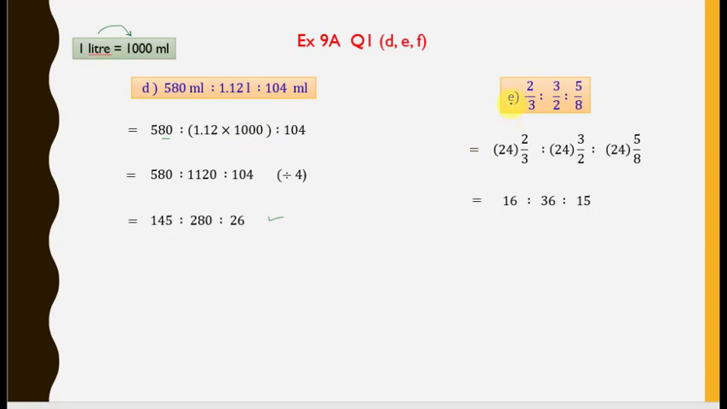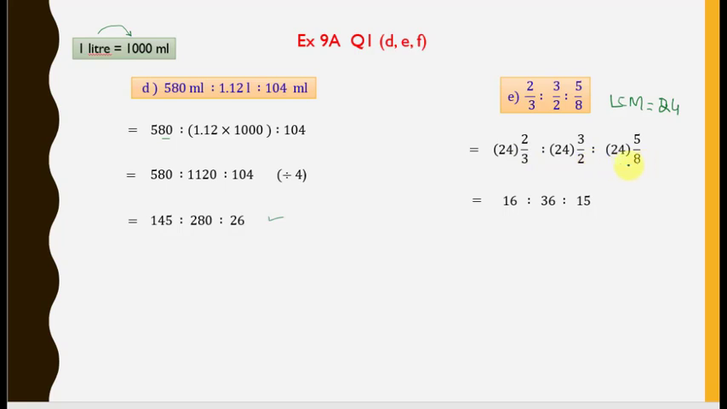Now moving on to part E, look at the denominators. All these ratios are in fractions. Look at the denominators. We have 3, 2 and 8. So the LCM of 3, 2 and 8 is 24. So I will multiply 24 with all these fractions in the next step.